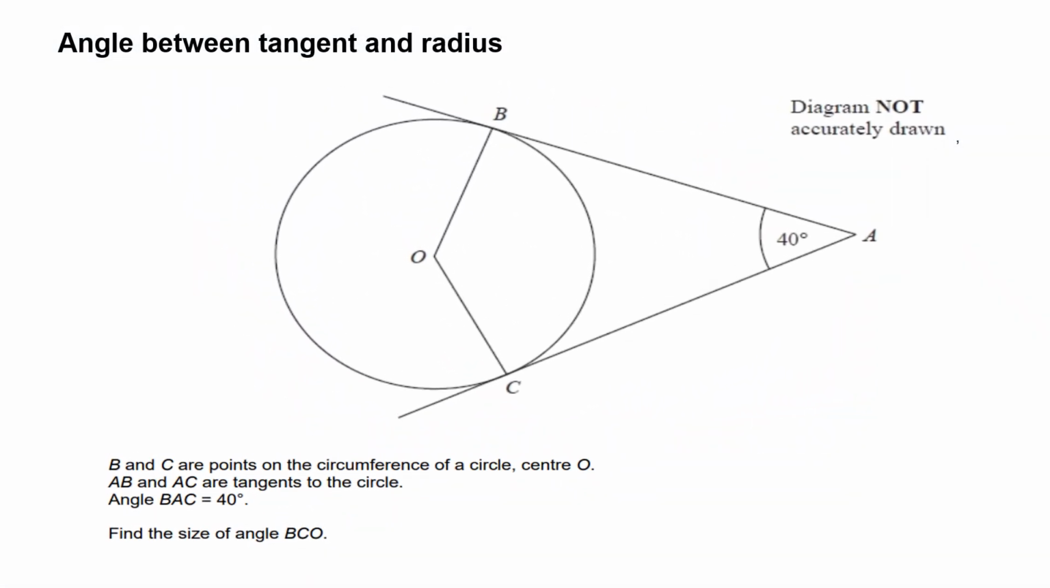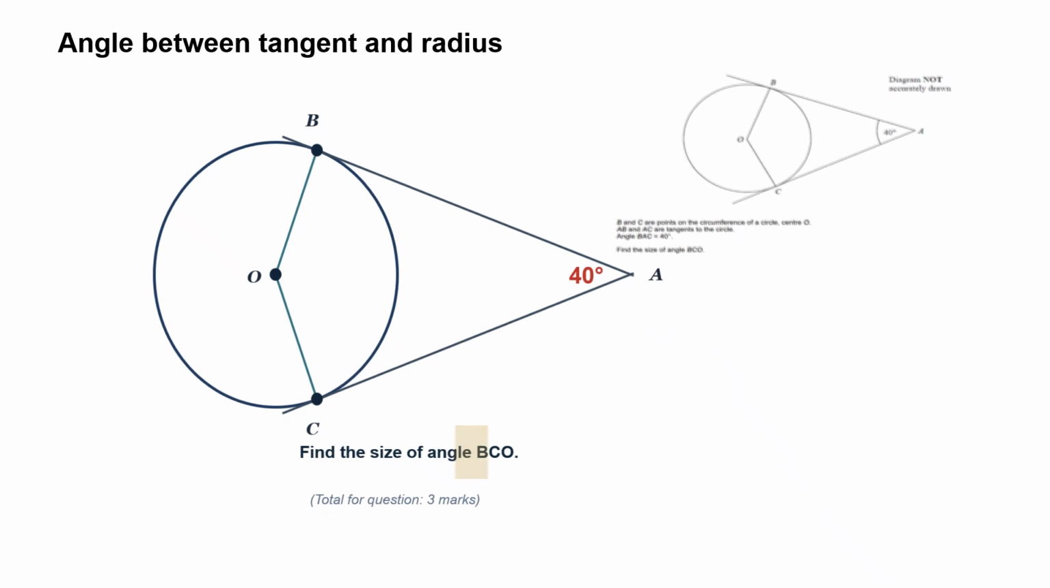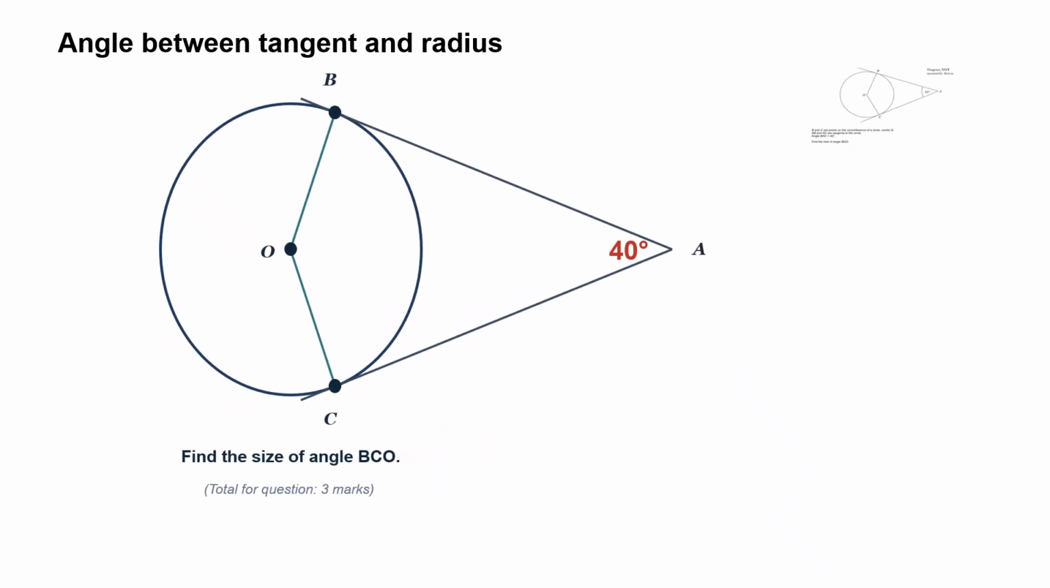This is the question here. I'll just draw it myself so we can manipulate the shape. So this is the same thing. I just did it myself. The question asks you to find the size of angle BCO. Now the problem is some students don't even know what angle BCO is.